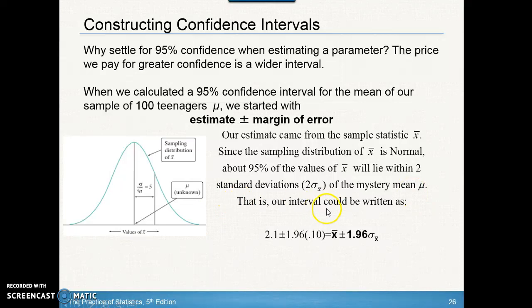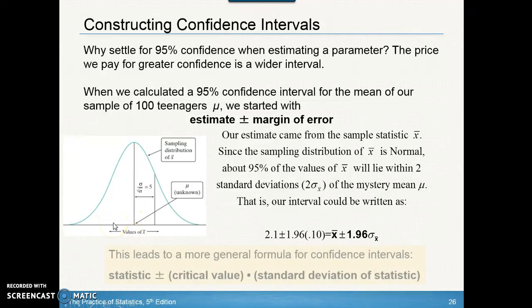Therefore, our confidence interval can be written as 2.1 plus or minus 1.96 times 0.10, which is x bar plus or minus 1.96 times the standard deviation of x bar. Okay, so why the plus or minus? That's like saying the 2.1, I'm taking 95%. To get the 95%, I have to get half the percent above and half the percent below. All right, so this is going to lead us to a more general formula for confidence intervals.